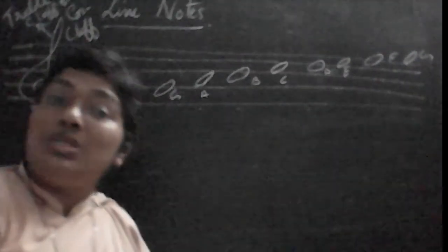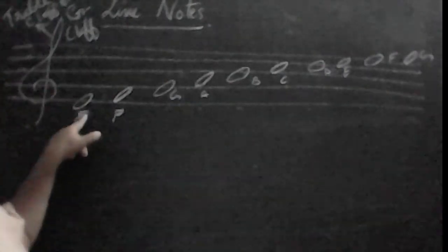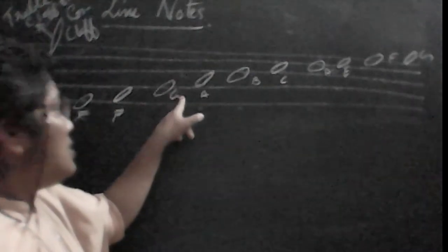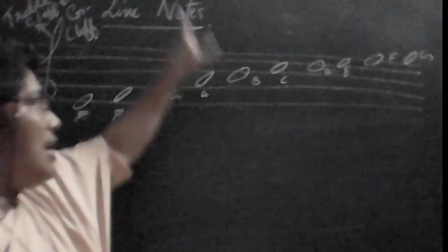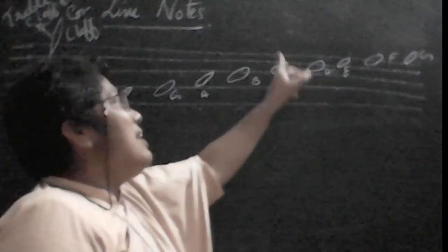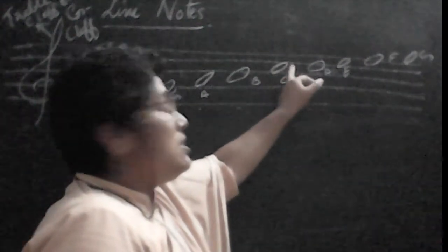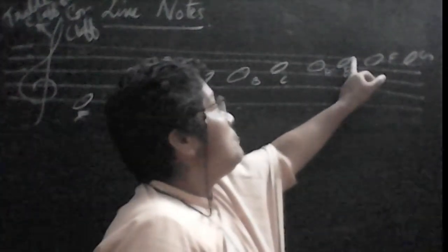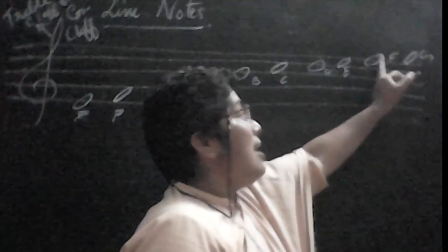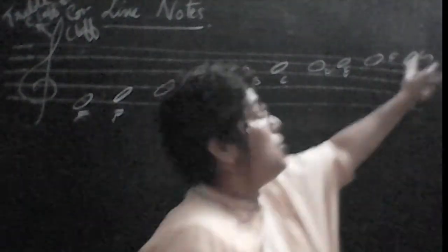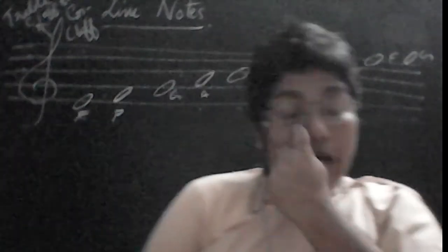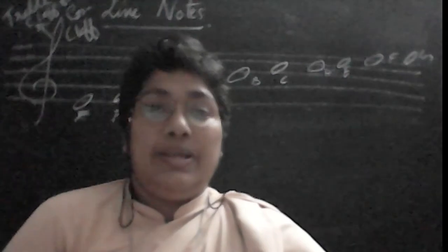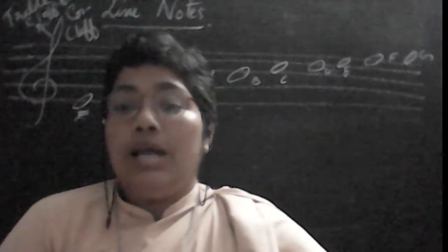I have written the music notes in order. So E is the first line note, the first space note is F, then the second line note is G, then the second space note is A, the third line note is B, and then the third space note is C, and then the fourth line note is D, and the fourth space note is E, and the fifth line note is F, and then it goes on like that. Okay, so this is how we represent the music notes. Okay, I hope you understood.